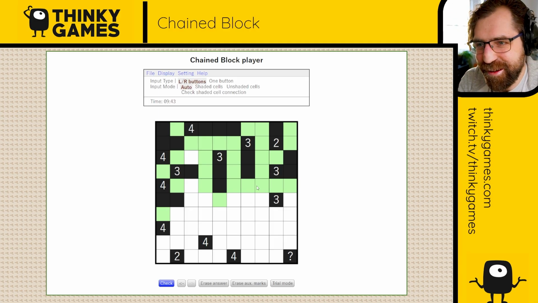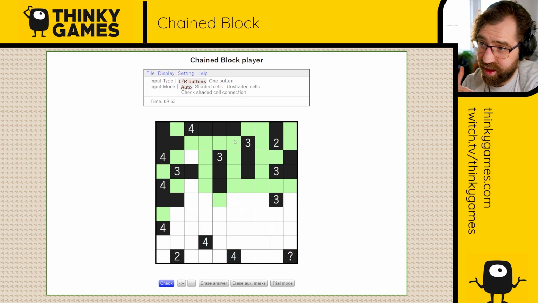Alrighty, next up. Shapes of 4s that we've got up here: we've got an I, we've got a T. So this is either going to be an L or an S.